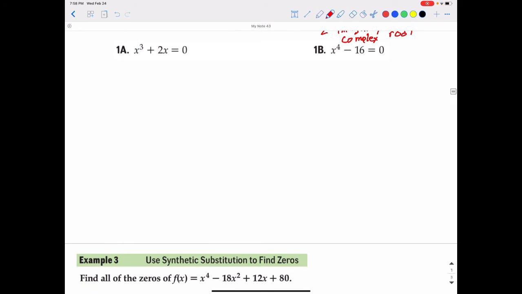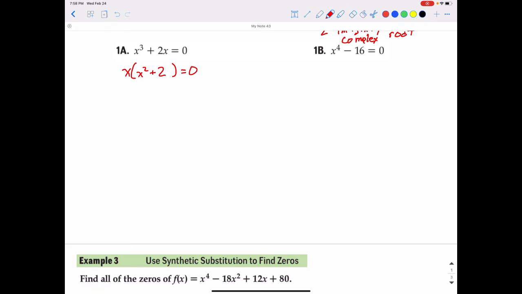1a is actually quite similar to the one we just did. So is this one ready to be factored? And yes, it is, because it is set equal to 0. And again, since both terms contain an x, we can factor out an x by distributive property. And that leaves you with x squared plus 2.